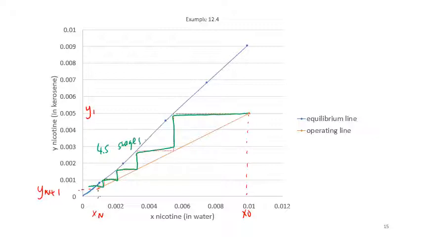Or you can also use the Kremser equation if you want. You can solve for A equals L over mV. You just have to locate whether the operating line is above or below the equilibrium line. In this case, it's below the equilibrium line, so then you can decide whether to use the absorption or stripping equation for the Kremser equation.